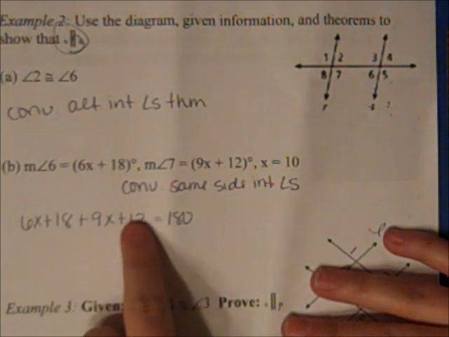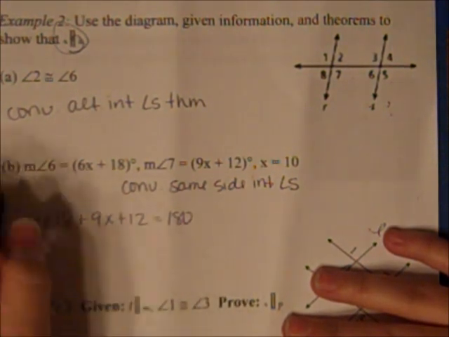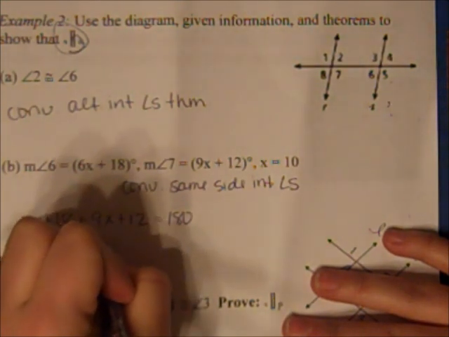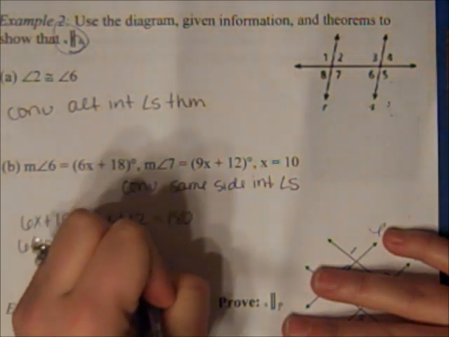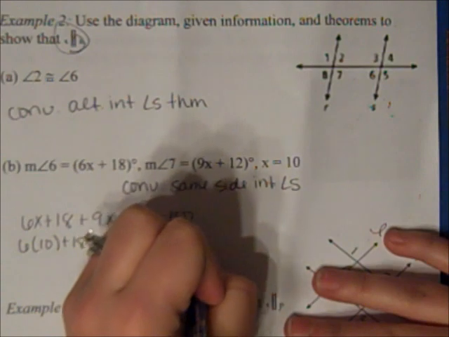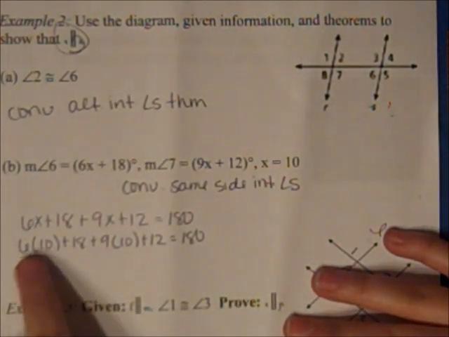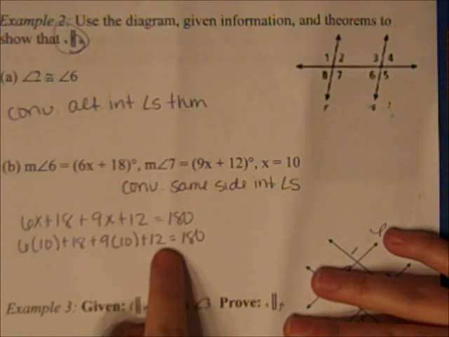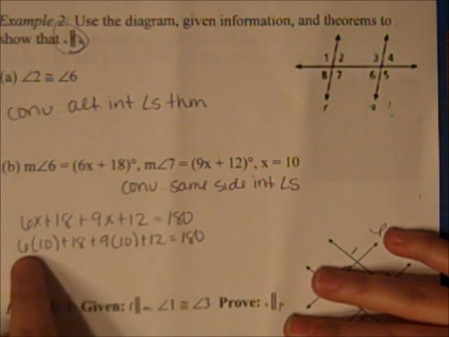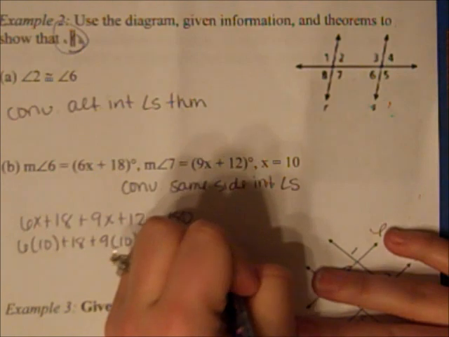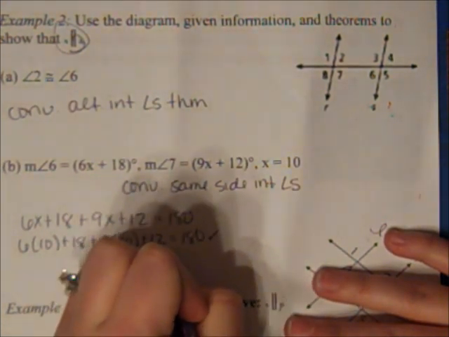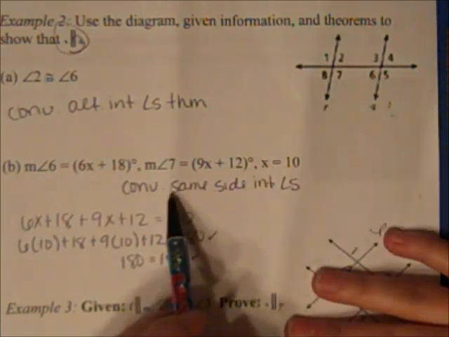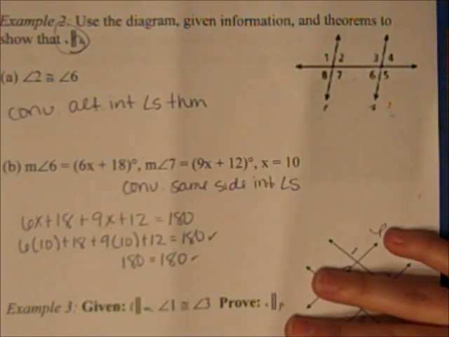Okay, so I'm going to add them up and set them equal to 180. Now I'm going to go ahead and plug in 10. Okay, you can go through and put that in your calculator. 6 times 10 plus 18, 9 times 10 plus 12. You can actually do it all in one shot if you want to. And sure enough, 180 is equal to 180. So if these add up to 180, that must mean that the lines are parallel.